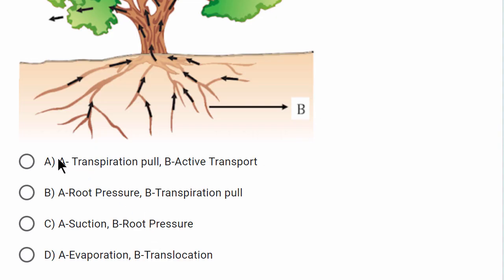So we have to pick between transpiration pull and suction. Now in the case of transpiration pull, I mean you can think of transpiration pull as a correct answer, but active transport is not even a force. So we will pick the most correct answer, which is suction and root pressure. Now, even when you submit the answer, they think also this is the correct answer.